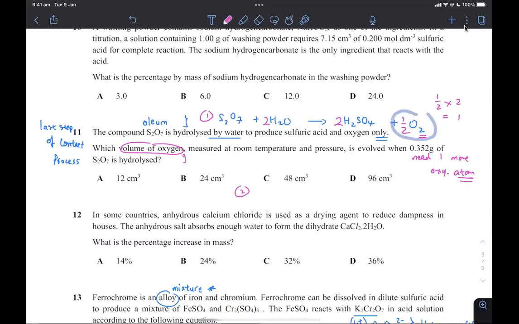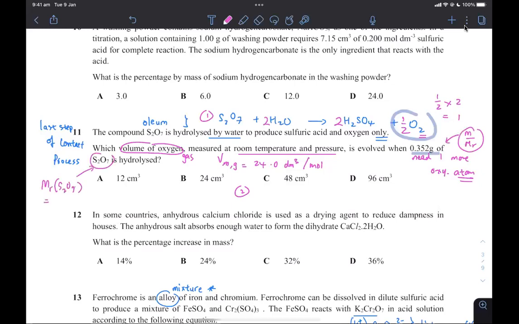So this is a gas, and it is measured at room temperature and pressure. So go straight to molar volume of gas, which is 24.0 dm cube per mole of the gas. When you have this much mass of S2O7, this is called reacting masses. So you need mass over Mr, and therefore you need to work out the Mr of S2O7.